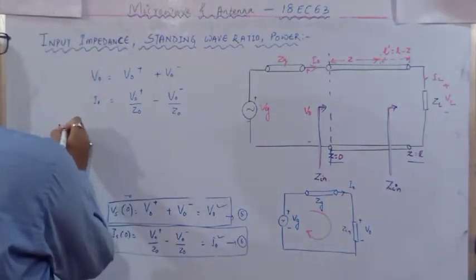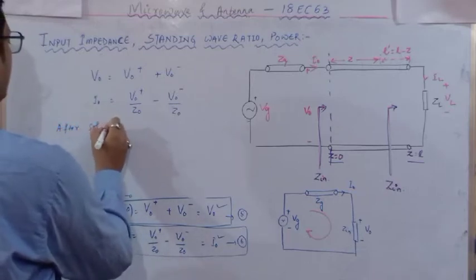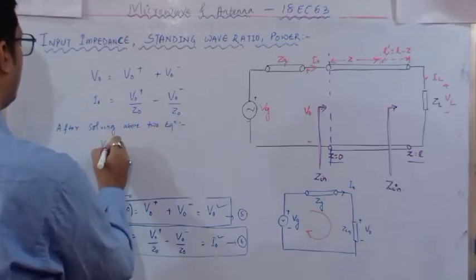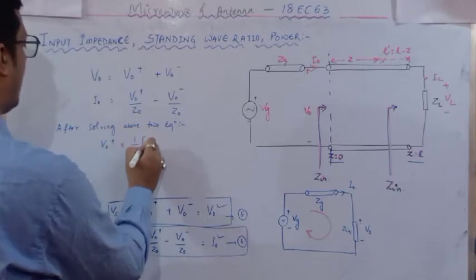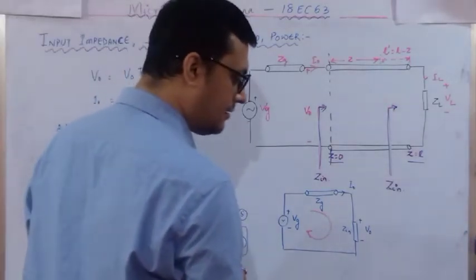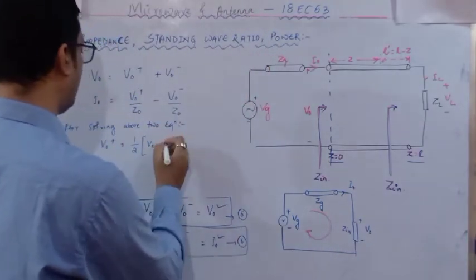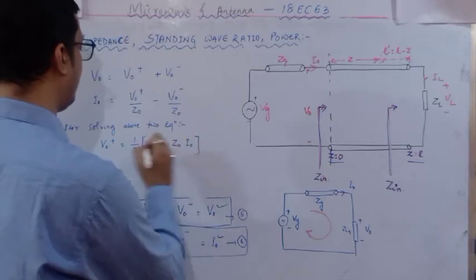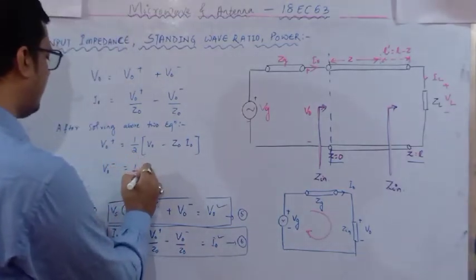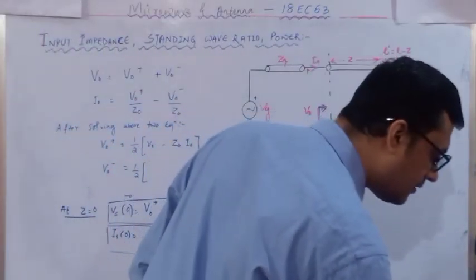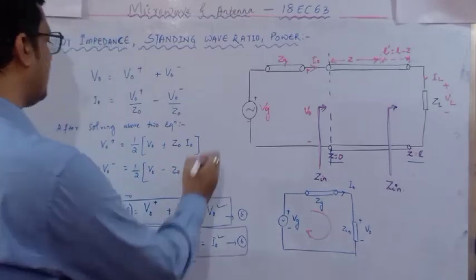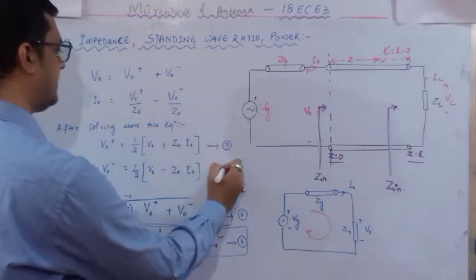So after solving the above two equations, we will get V naught plus is equal to half of V naught plus Z naught into I naught. This is the first case. Similarly, V naught minus is equal to half of V naught minus Z naught into I naught. So these are the 7th and 8th equations.